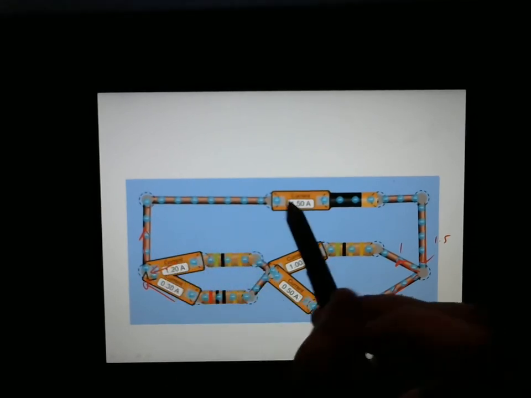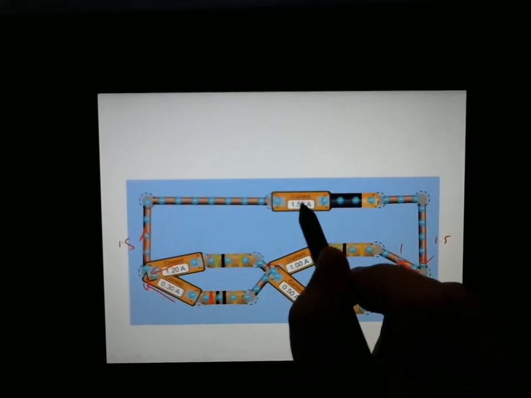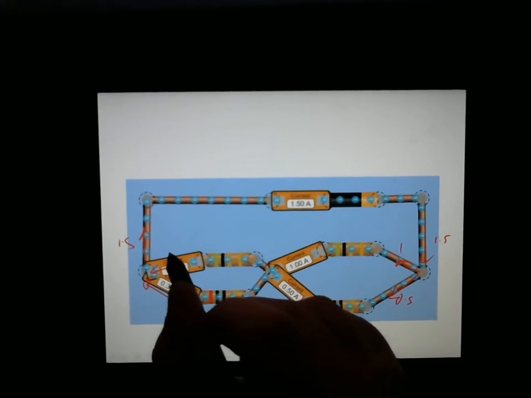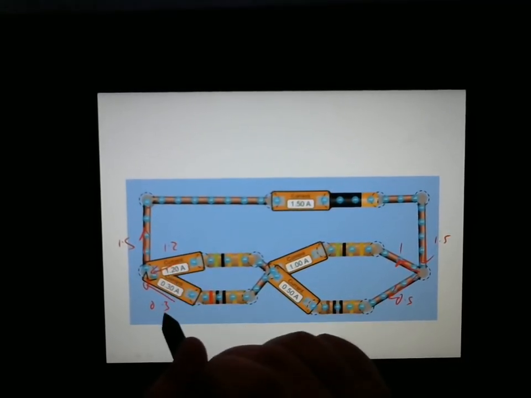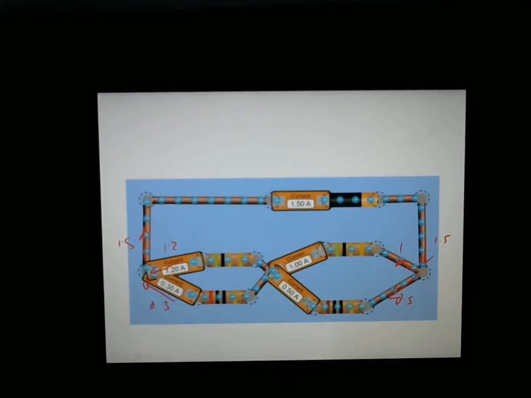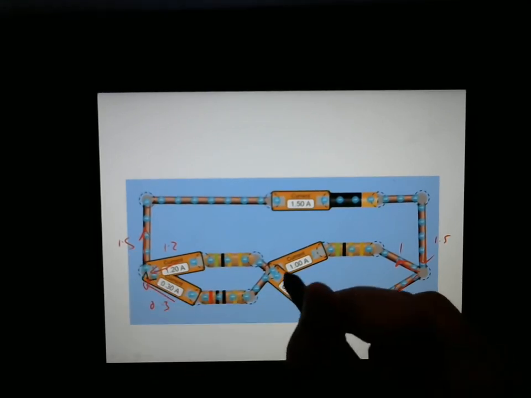Okay, this one's 1.5 over here. We can see that from the ammeter I've placed here. This is 1.2, this is 0.3. 1.2 plus 0.3 equals 1.5. Junction law holds.